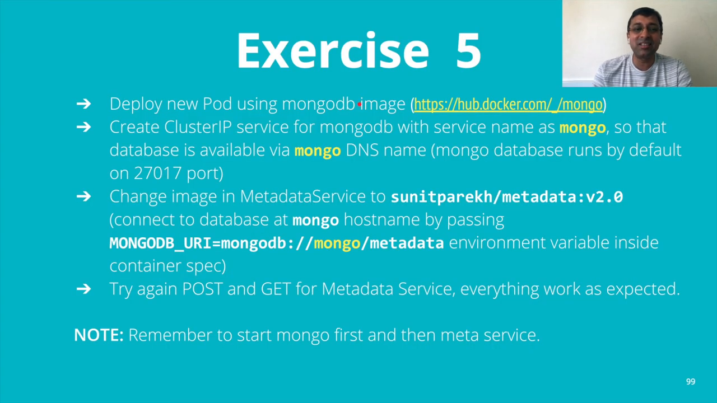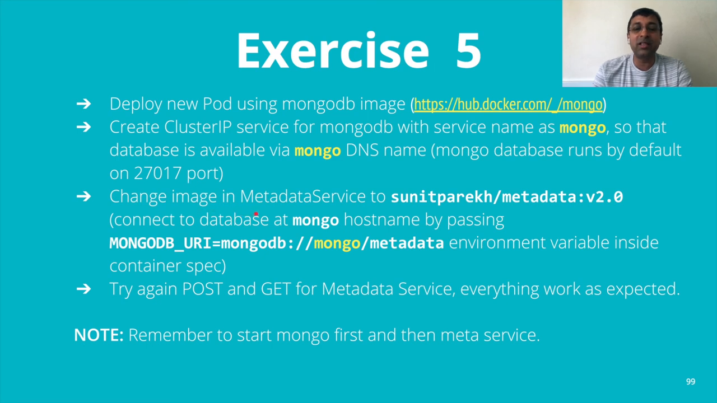Next exercise is to deploy a new pod using the MongoDB image. First, you have to create a pod using the MongoDB image. Then create a cluster IP service for MongoDB. Now remember to give the name as mongo so that the database is available on the mongo DNS name. So it becomes a host name. Remember, the MongoDB database runs on port 27017.